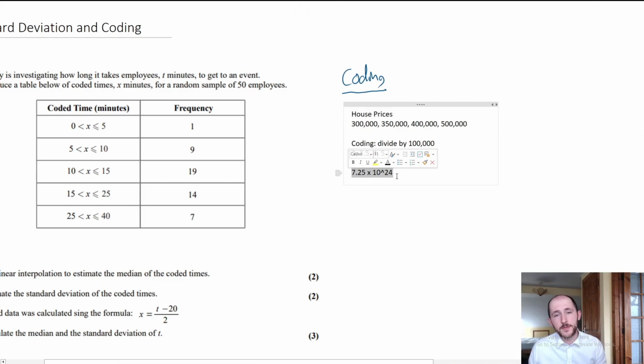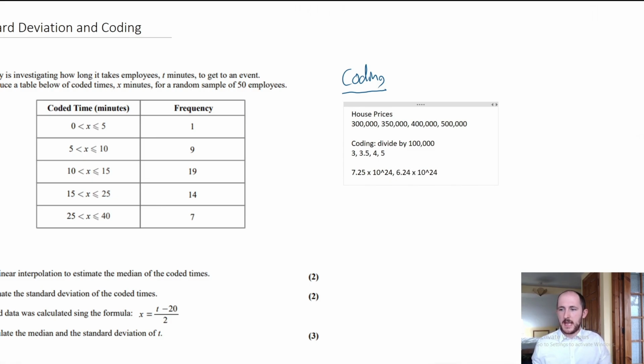So if we code the data, we can make the numbers more manageable. So for example, if I'm comparing the masses of 2 planets, and I have something like this, if I divide them both by 10 to the power of 24, instead I have something like 7.25 and 6.24, which is a lot easier to actually visualize the number, to see how much bigger it is. Okay? So those are a few situations where you might do coding.